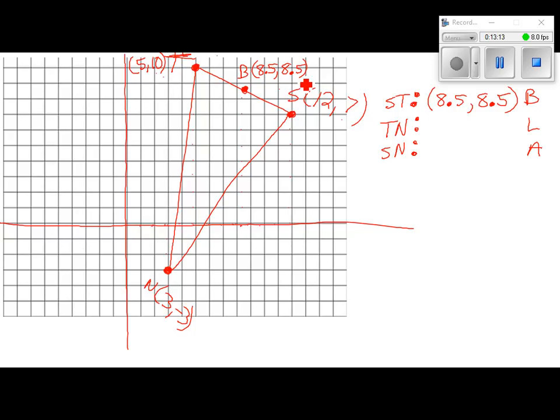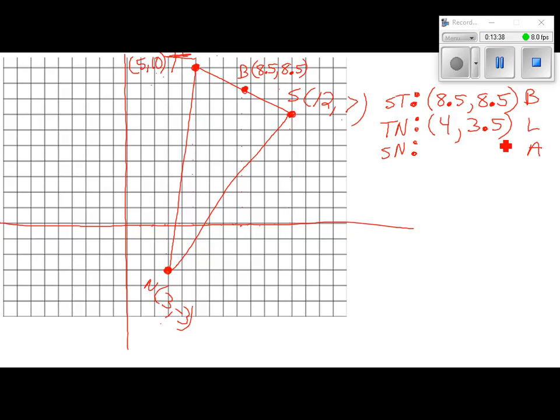Next, we're going to find the midpoint of segment TN. So we're using this point, and we're using this point. So my x's are 5 and 3. 5 plus 3 is 8. 8 divided by 2 is 4. The y's, 10 and -3. 10 plus a -3 is 7. 7 divided by 2 is 3.5. And we're going to call that point L.